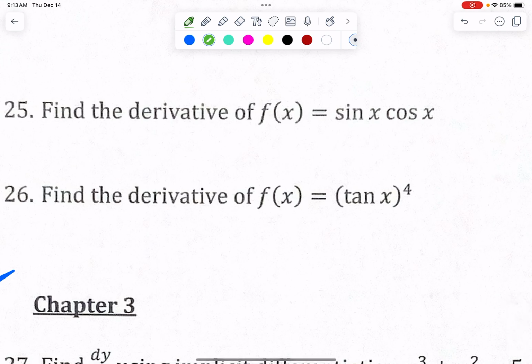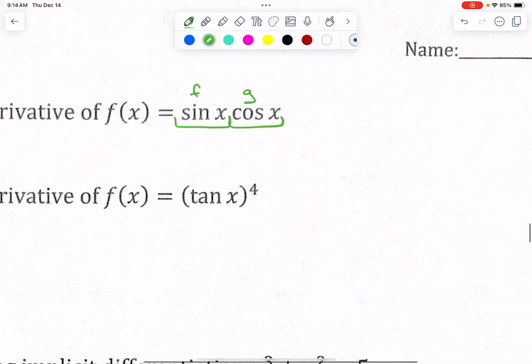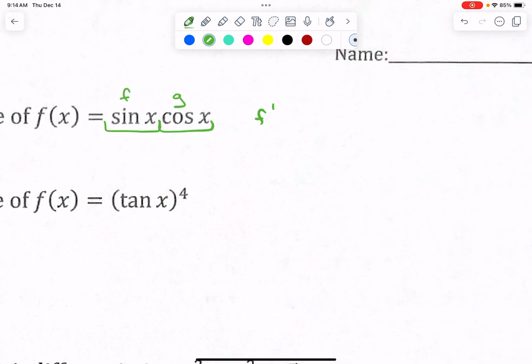All right, so I don't have my sheet. I hope I do this right. If I do this wrong, remind me tomorrow, because I don't know that I remember the derivatives of all these trig functions. But this is a product, right? We have 2 pieces. This is my f and this is my g. So I got to do the product rule again. F prime g plus g prime f.